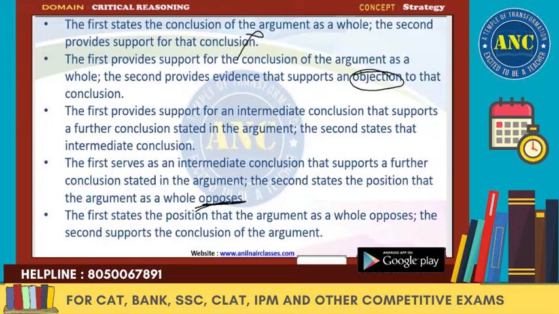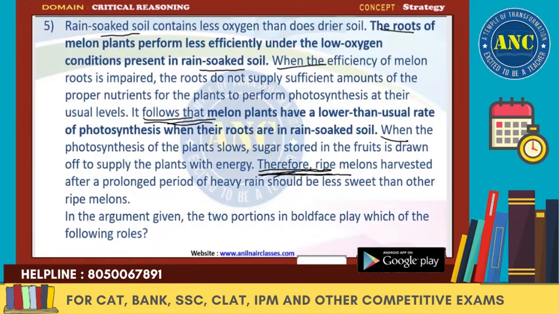The last. The first states the position that the argument as a whole opposes. The second supports the conclusion of the argument. Again, opposes. Hence, the third one. The first provides support for an intermediate conclusion. Why? Because that is your sub-conclusion. And that supports a further conclusion stated in the argument. And the second, it states the intermediate conclusion.